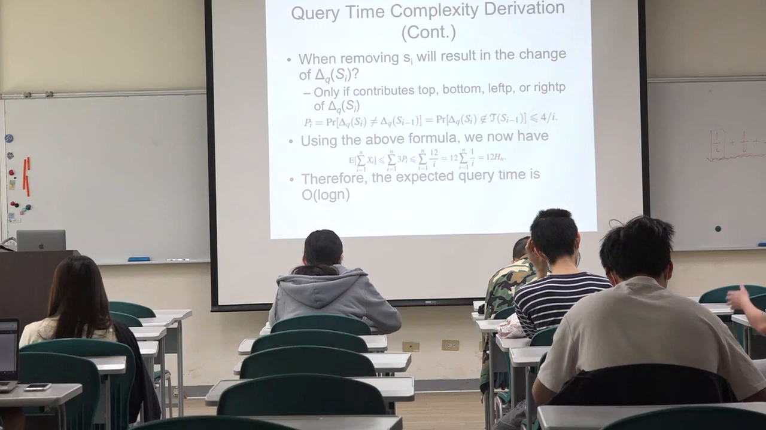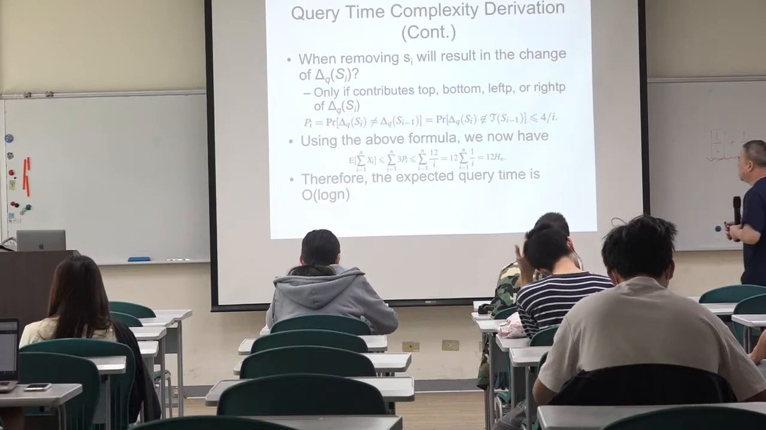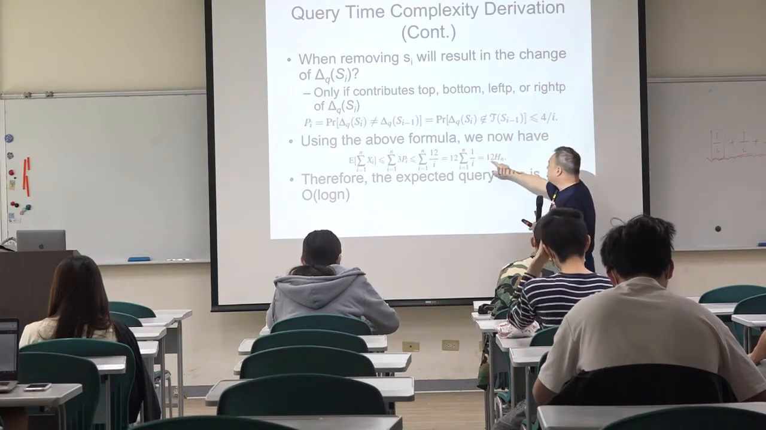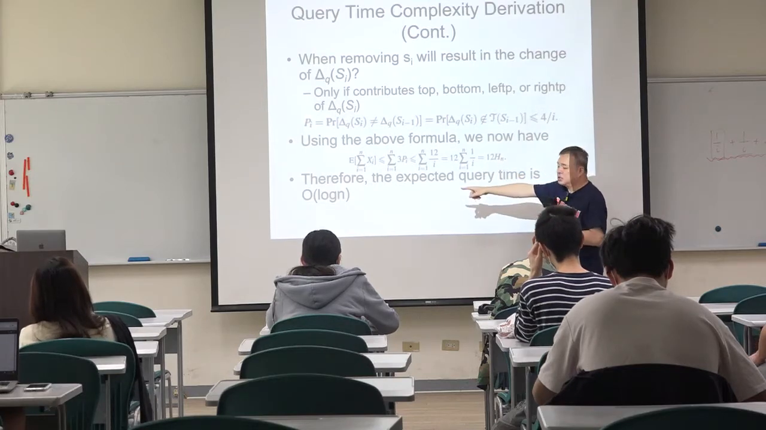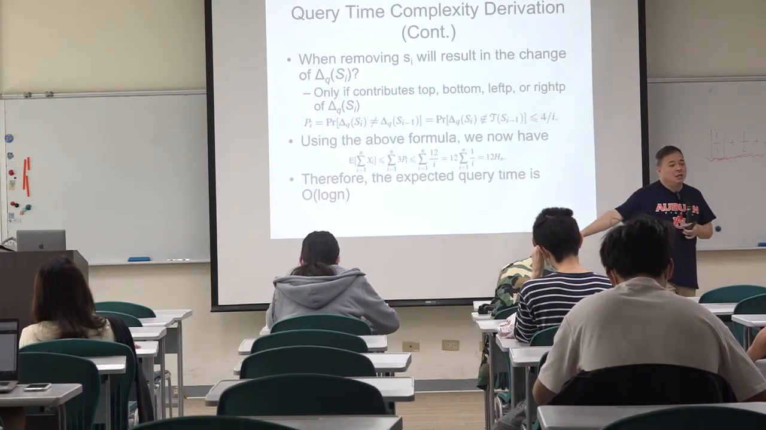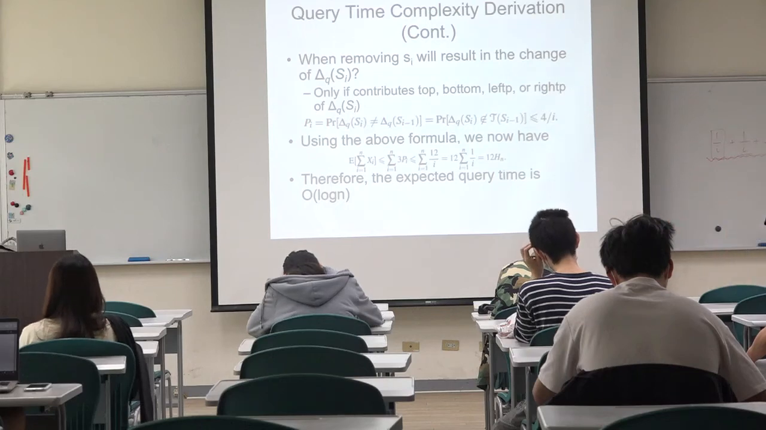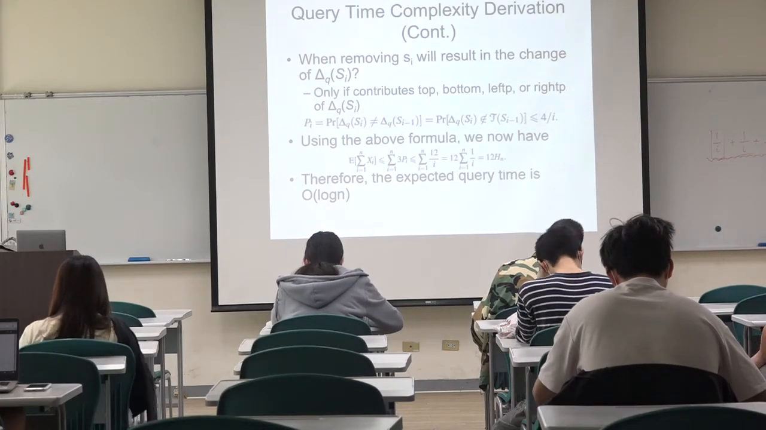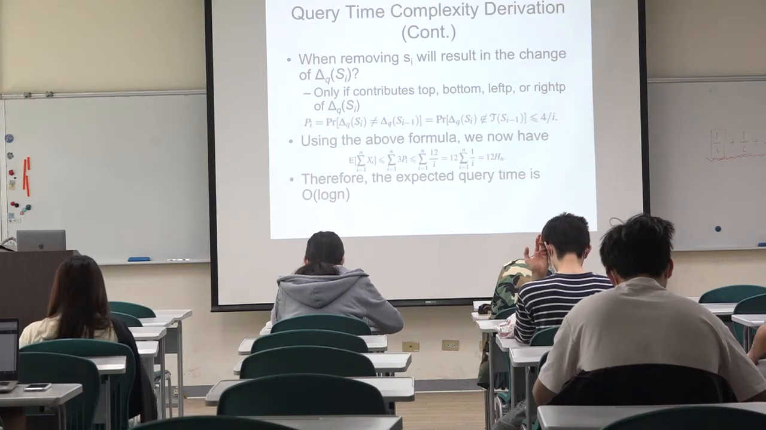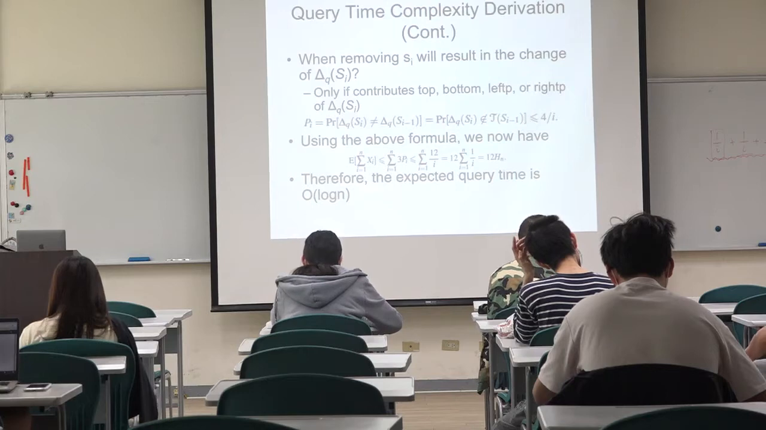You guys know how to do this, right? Assuming n is large enough, this is 12 times the harmonic series. The harmonic series is basically log n. So the query time is log n. So far so good? You guys still with me? Okay.